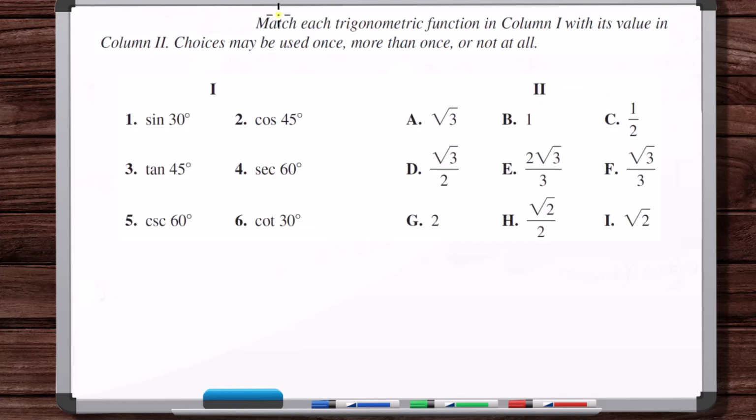In this video, we're going to work example problems related to trig functions of acute angles. Every right triangle has two acute angles, so a lot of these problems are related to finding trig functions of angles in just a random general right triangle. Okay, match each trigonometric function in column 1 with its value in column 2. Choices may be used once, more than once, or not at all.